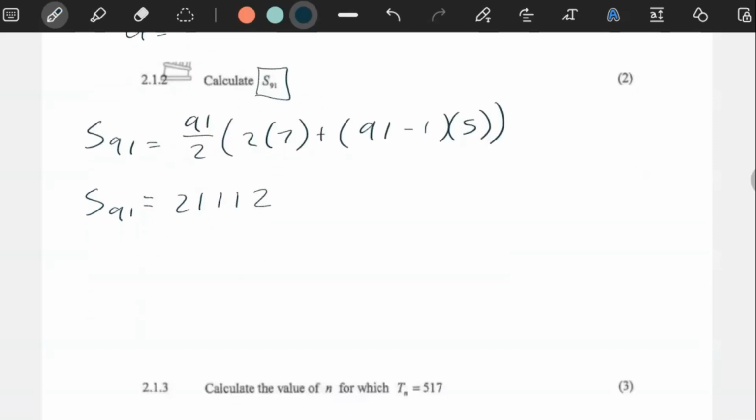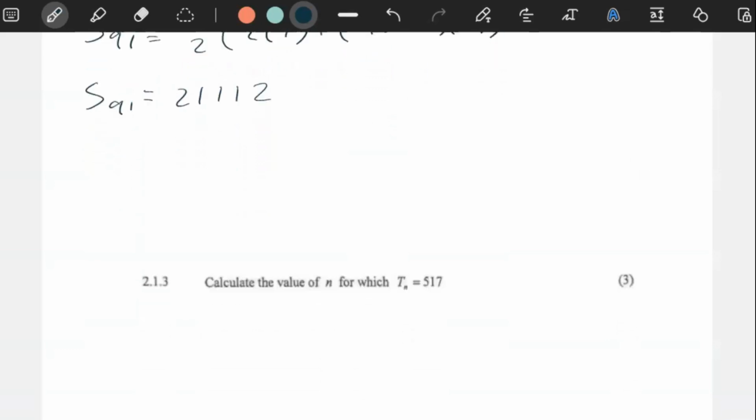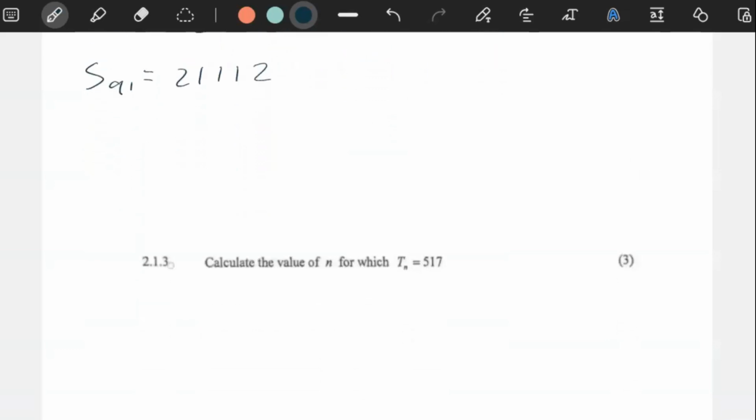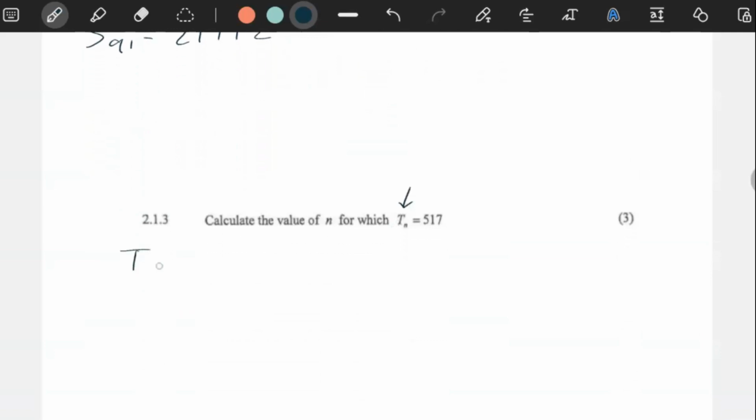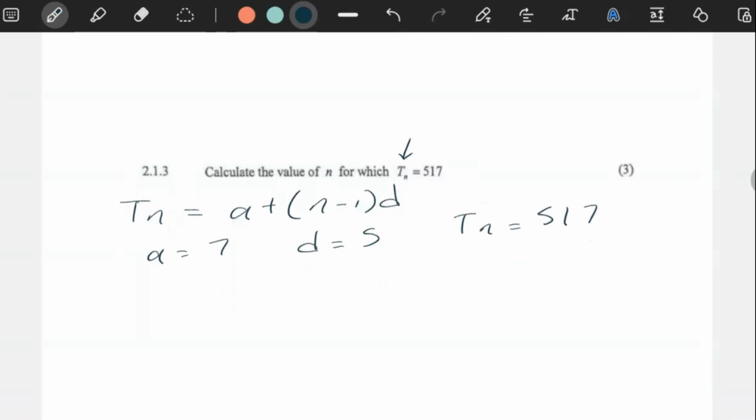Moving on to the next question, 2.1.3. Calculate the value of n for which Tn is equal to 517. Since it's a question that has Tn and it's arithmetic, you want to use the arithmetic formula, Tn = a + (n minus 1)d. Our a, we know it's 7, d is 5, and in this situation, Tn is 517. So you have Tn, you have a, you have d, and you're looking for n.